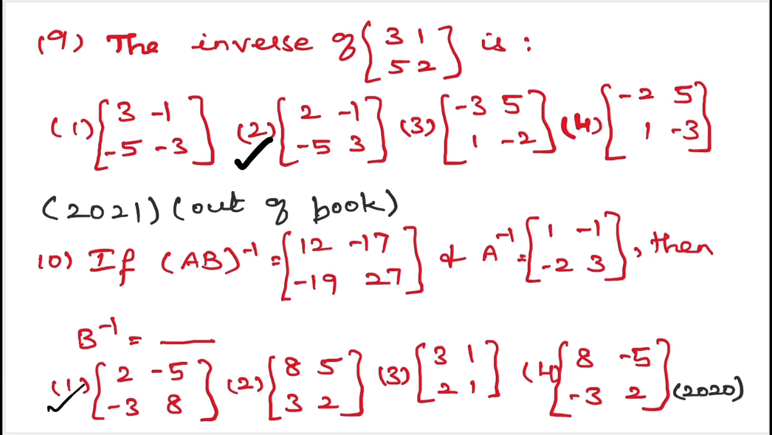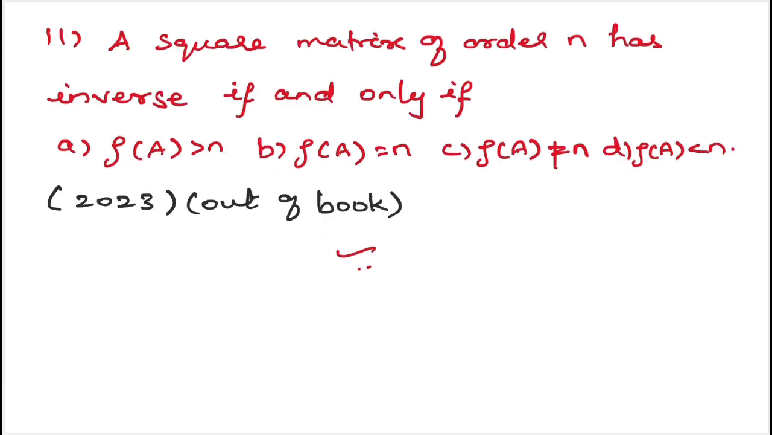This question was asked in 2020. Next, last question. A square matrix of order n has inverse if and only if rank of A is equal to n. This was asked in 2023. The question is from page number 20, 5th point under note. So the 1 mark questions are over.